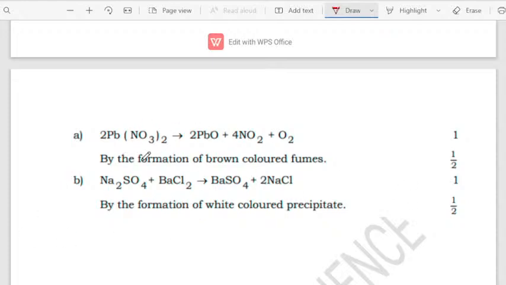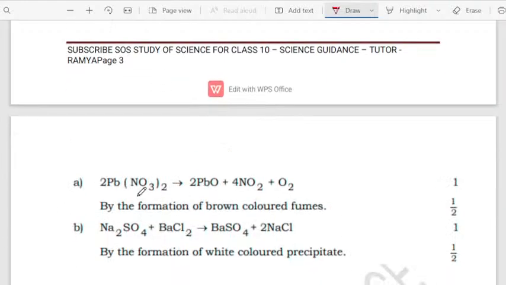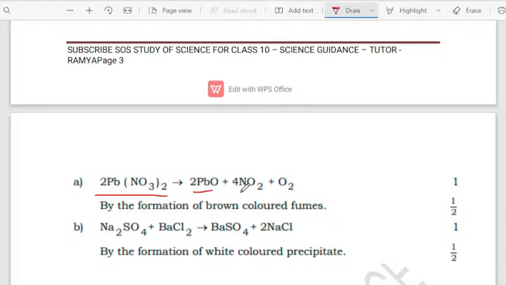See, they are asking you to write the lead nitrate equation. The question is, the lead nitrate is heated. When the lead nitrate is heated, you get lead oxide, nitrogen dioxide, and oxygen. You must write heat, children. Here this answer is not mentioned with heat. Please, always be on the safer side. You have to write heat here.